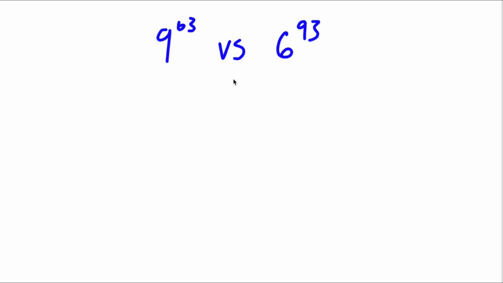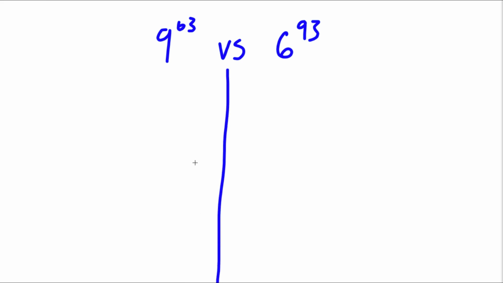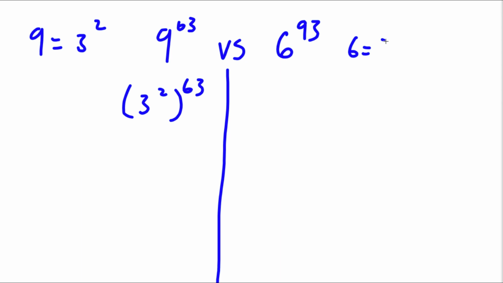So I'm first going to divide this into two parts. So my first part, 9 to the power of 63, I'm going to simplify this. So 9, this is the same thing as 3 squared. So now I have 3 squared to the power of 63. And on my right hand side, 6, this is the same as 3 times 2. So now I have 3 times 2 to the power of 93.